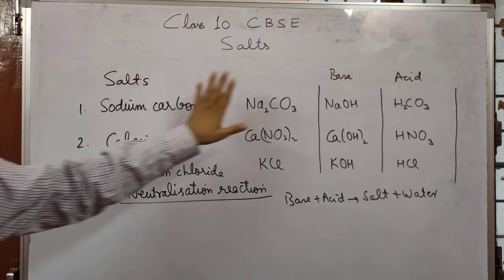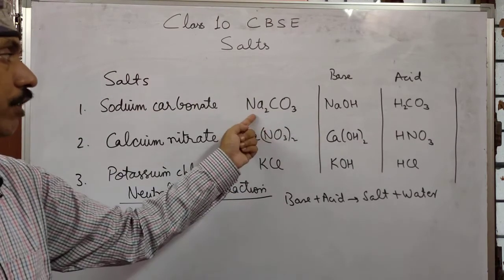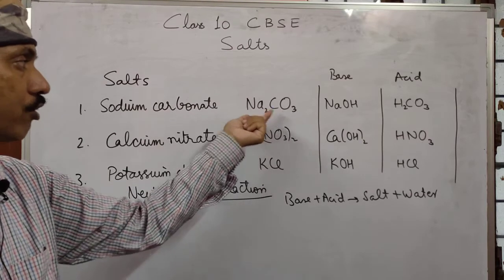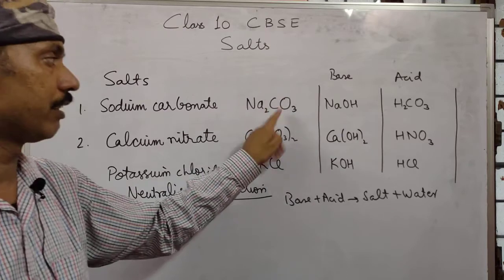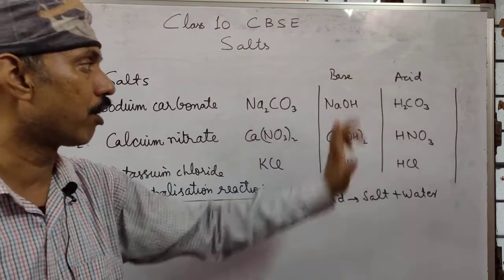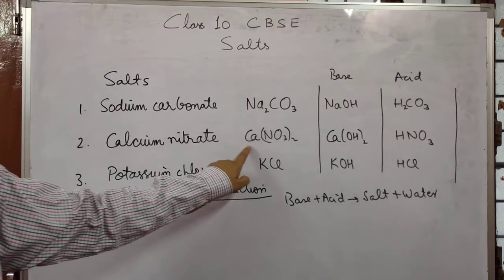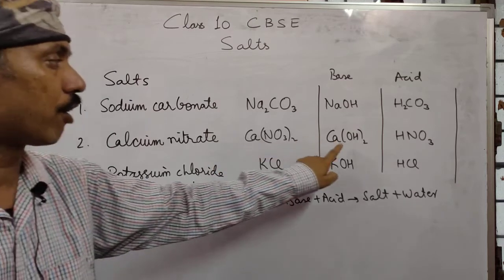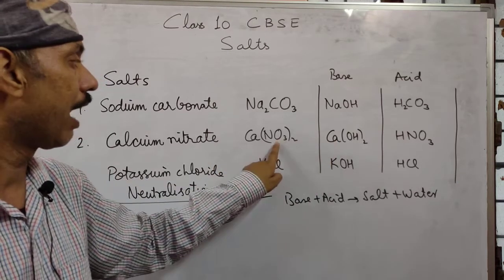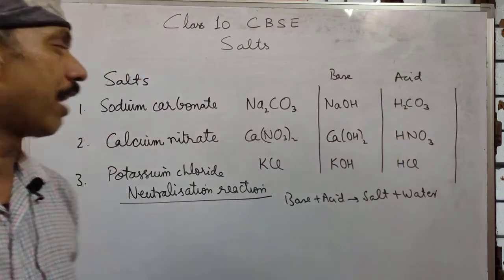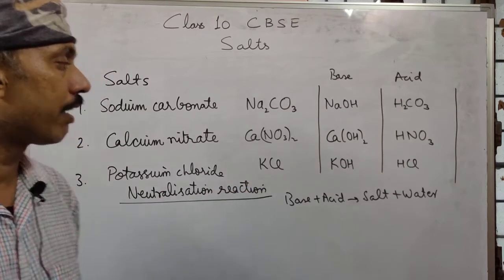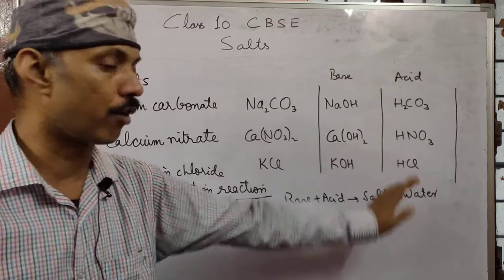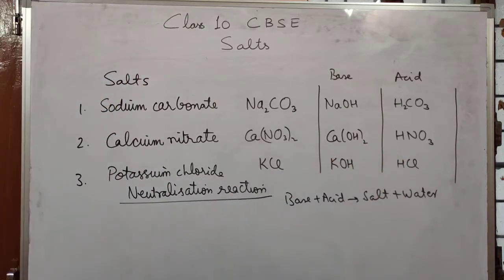See, this is how you have to understand salts. The first portion is Na in this salt, so it is of course coming from NaOH. CO3 is the carbonate part, it is coming from H2CO3. Calcium nitrate, Ca is coming from calcium hydroxide, and nitrate is coming from nitric acid. Potassium chloride, K is coming from KOH, and this Cl is coming from HCl.